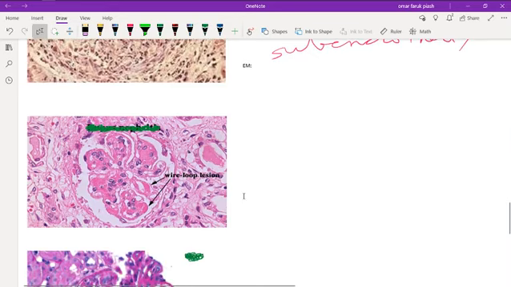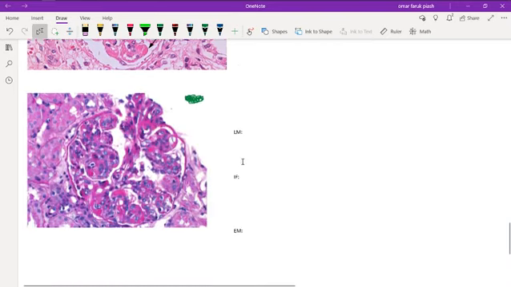this is the picture of lupus nephritis. And last but not the least, this is the picture of membranoproliferative glomerulonephritis.